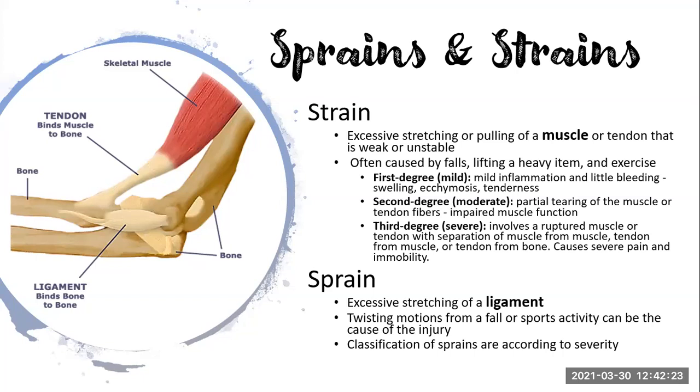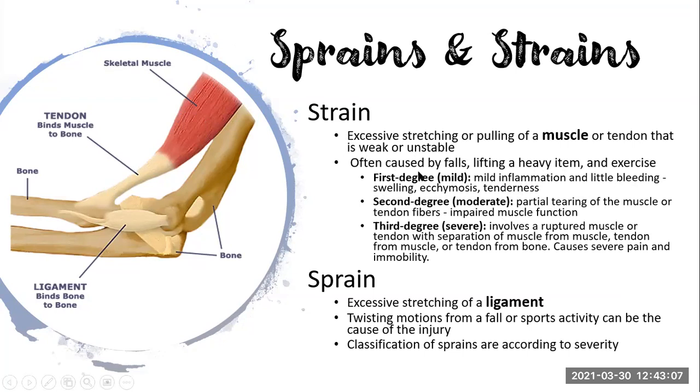These are often caused by falls, heavy lifting, overuse, but basically what's happening is it can cause instability of that joint. It can cause severe pain. And there are different degrees. So with mild, they may just have mild pain. They may have some mild bruising, swelling due to the mild bleeding happening from this injured tissue. Moderate will involve actual partial tearing of the muscle, and a third degree involves ruptured muscle.